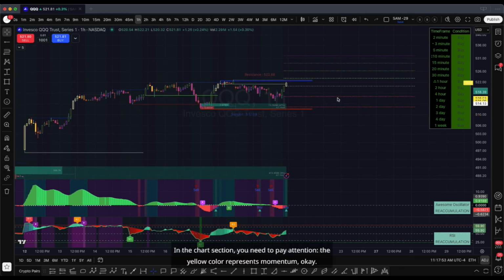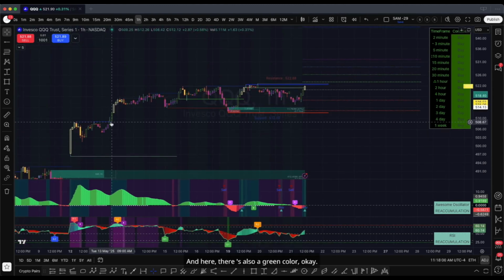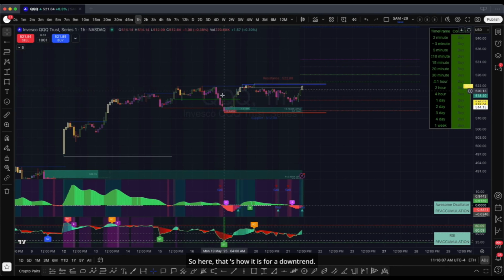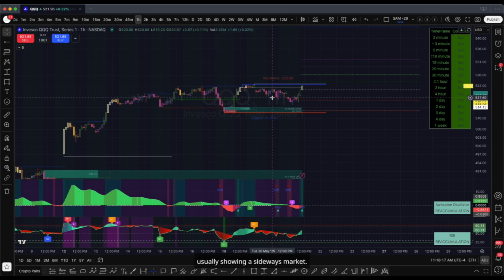you need to pay attention. The yellow color represents momentum, okay? And here, there's also a green color, okay? The green color indicates a strong buy trend. As for the yellow color, it means the volume is starting to increase. So here, that's how it is for a downtrend. Red is the downtrend, right? If you see pink or purple, that's downtrend. But if you see a lot of mixed colors and waves, that's usually showing a sideways market.